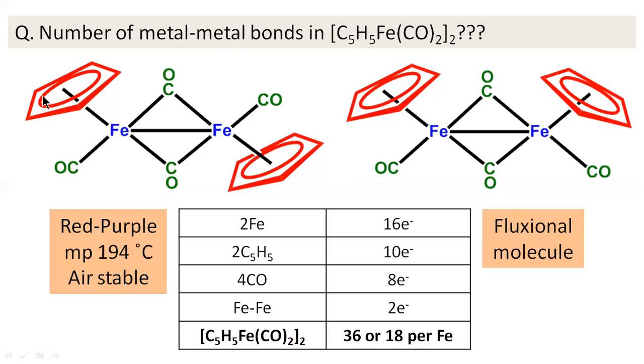Okay, let me introduce some more important things about this. What is the color of this compound? It is a red-purple solid. It has a very high melting point, like 194 degrees centigrade. And this is very interesting: most organometallic compounds where you have metal-carbon bonds are not stable, but this compound is air stable. Nothing will happen in air.